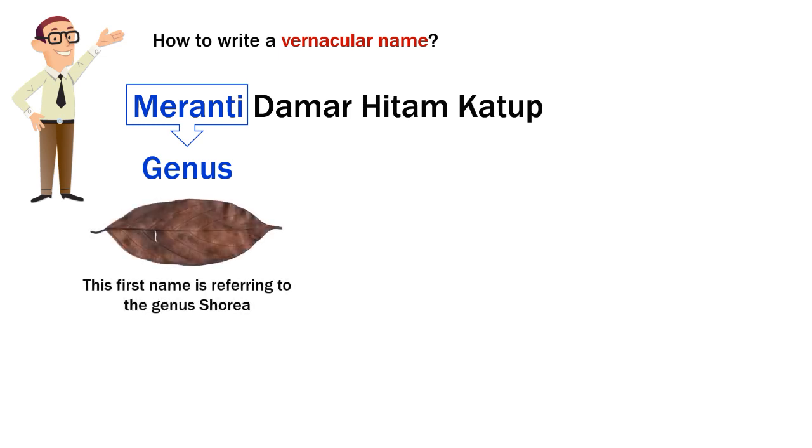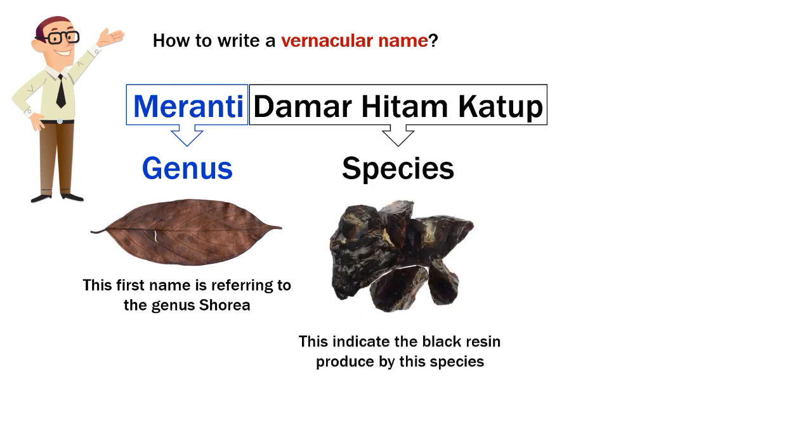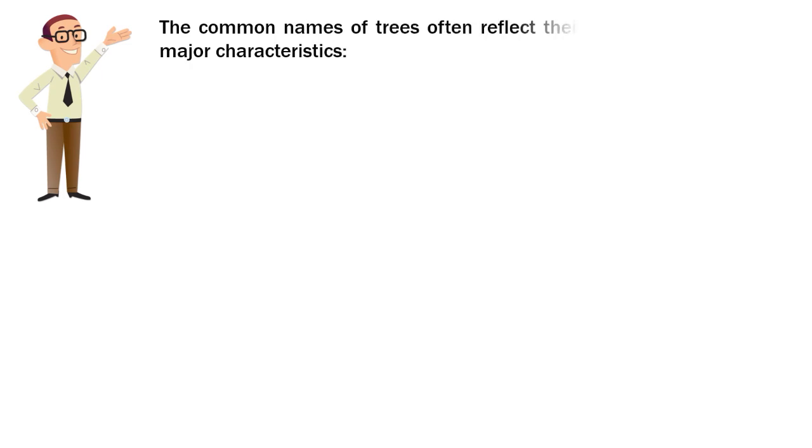that belongs to the genus Shorea. And Damar hitam katuk is a species that indicates the black resin produced by this species. So this is how we want to write a vernacular name. The common names of trees often reflect their major characteristic.